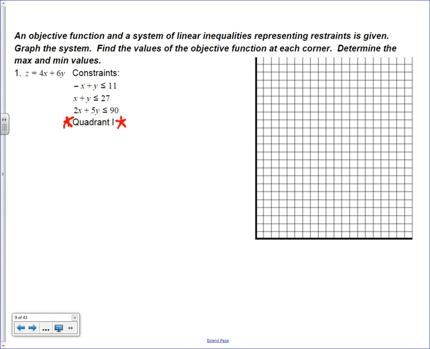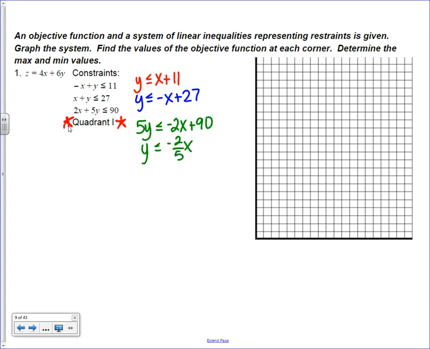If I want to graph these things, I need to go ahead and isolate for y. So in this first one, I'll call this the red one. We're going to add the x over, and you'll get something like that. Now in the second one, we'll do that one as the blue one. We're going to have to subtract the x over. So I will have this. And then in the third one, we'll do the green one. That one's going to take a little bit more work. I'm going to have to subtract the 2x over, and then I'm going to have to divide by 5. And it will look something like that.